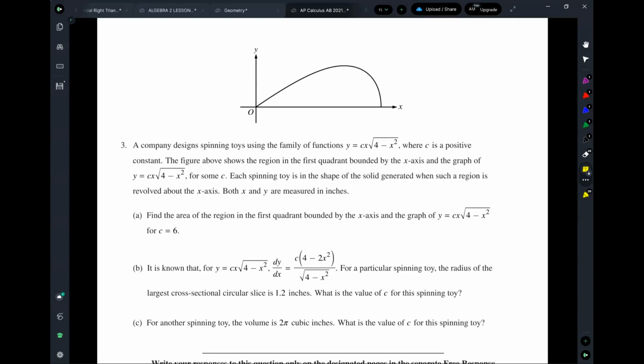A company designs spinning toys using the family of functions given here, where c is a positive constant. Let's talk about this for a minute. You've got square root of 4 minus x squared. If you just look at square root of 4 minus x squared, what shape would that have given you? A semicircle. But now you have that multiplied by an x. And x is a linear function. Do you see how this is like the compromise between a semicircle with a linear function infringed upon it? Do you see how cool that is?